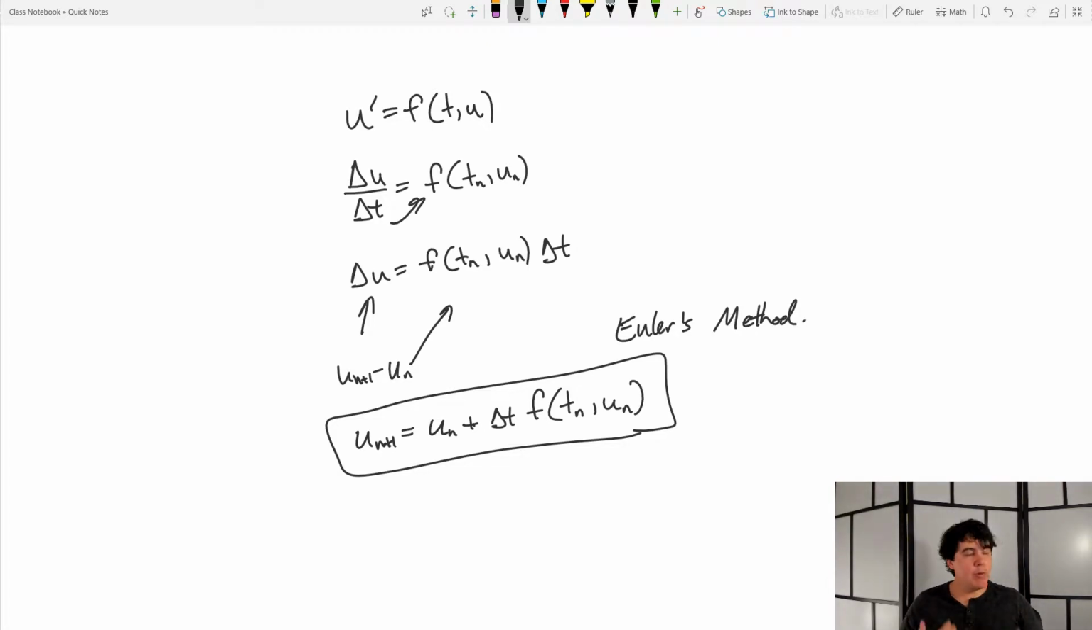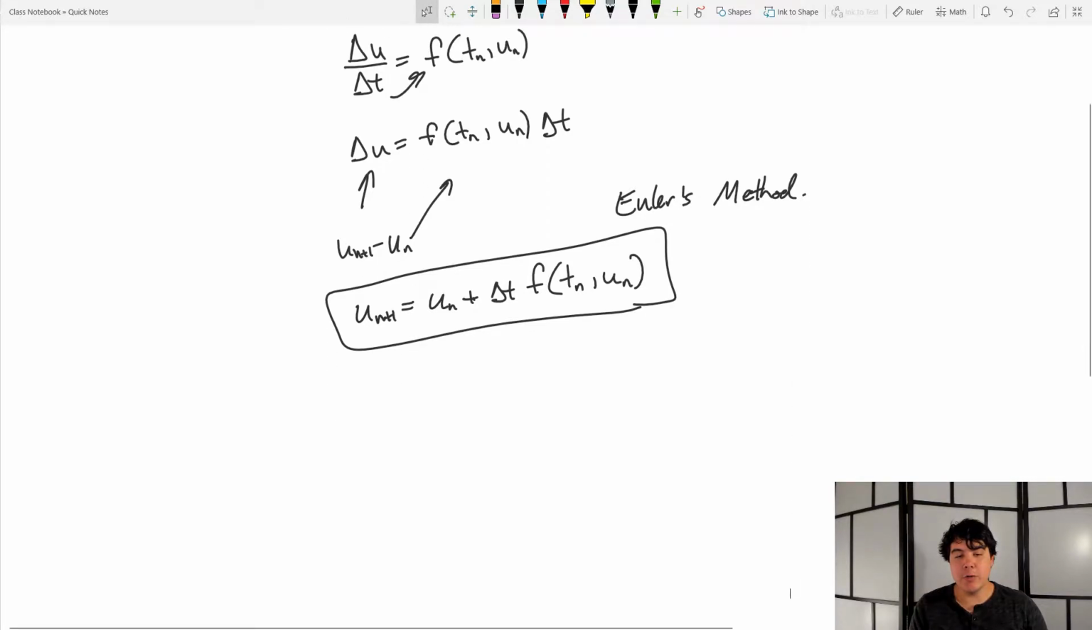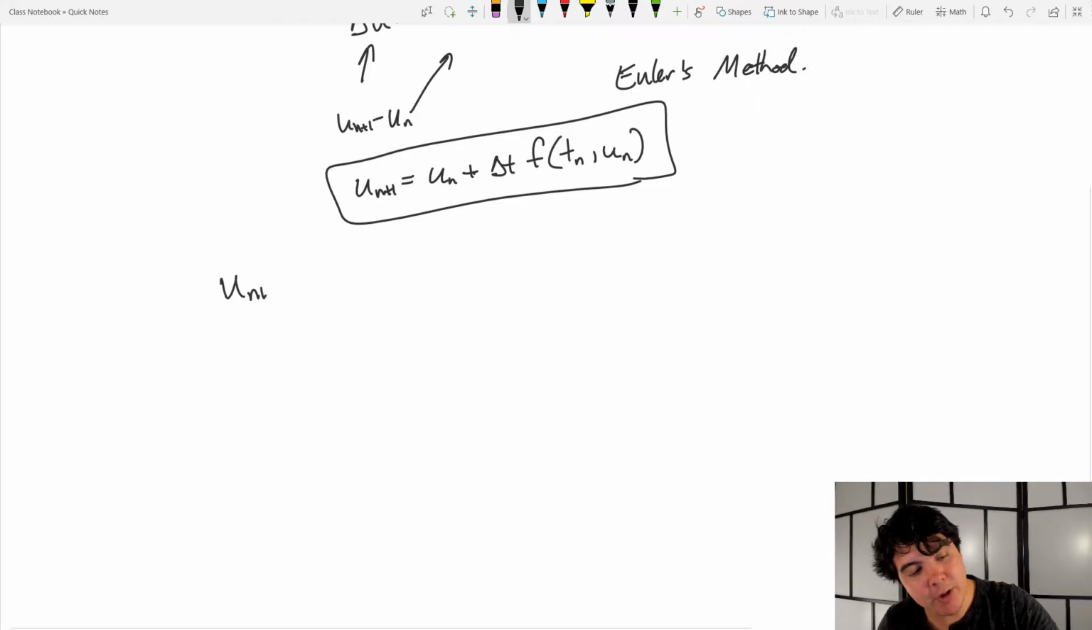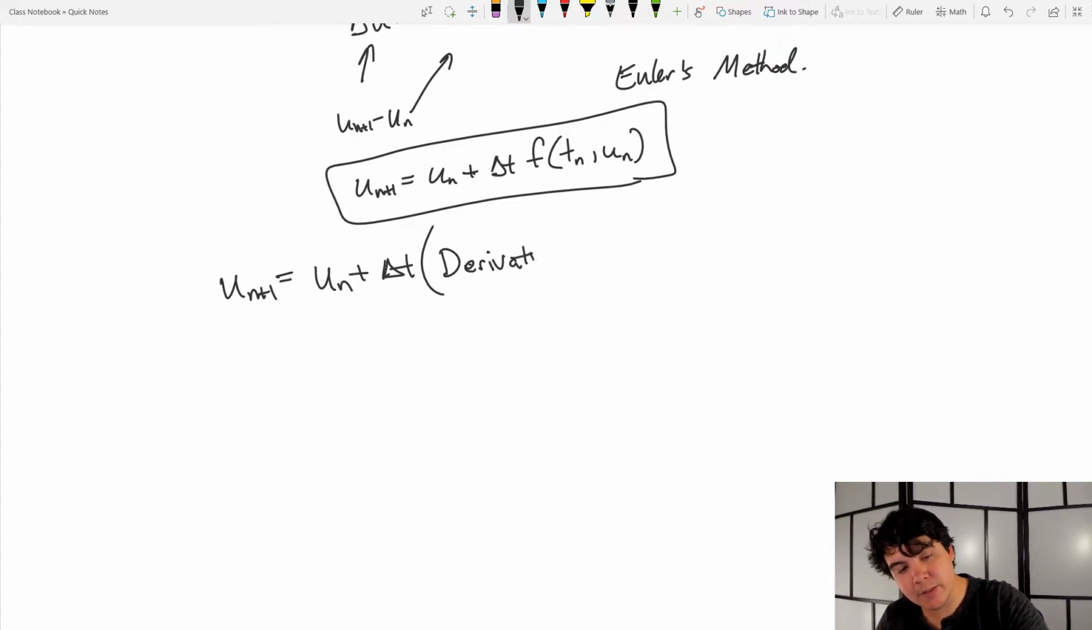So the first way we might want to improve Euler's method is to understand a little bit about its general form. What we're basically saying is that u sub n plus 1 equals u sub n plus delta t times a derivative estimate. And now we can say the derivative estimate that we used was the one at the left.